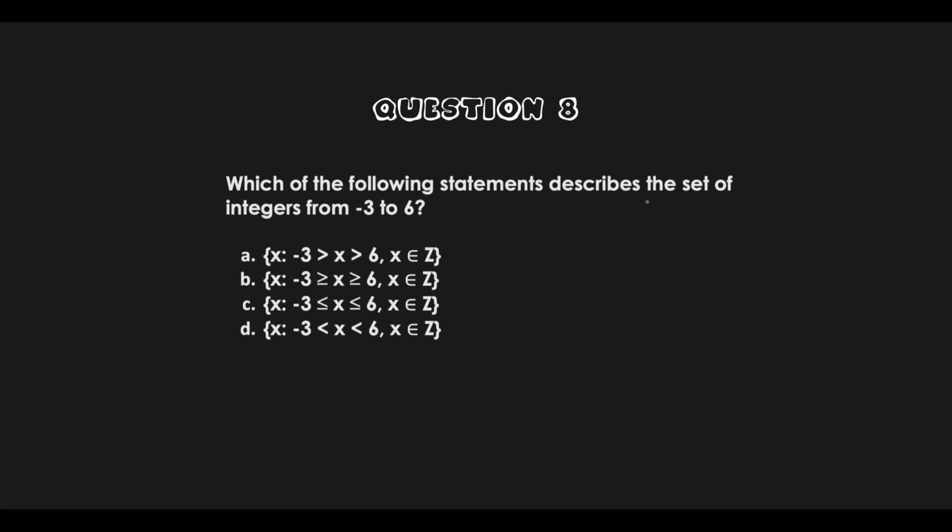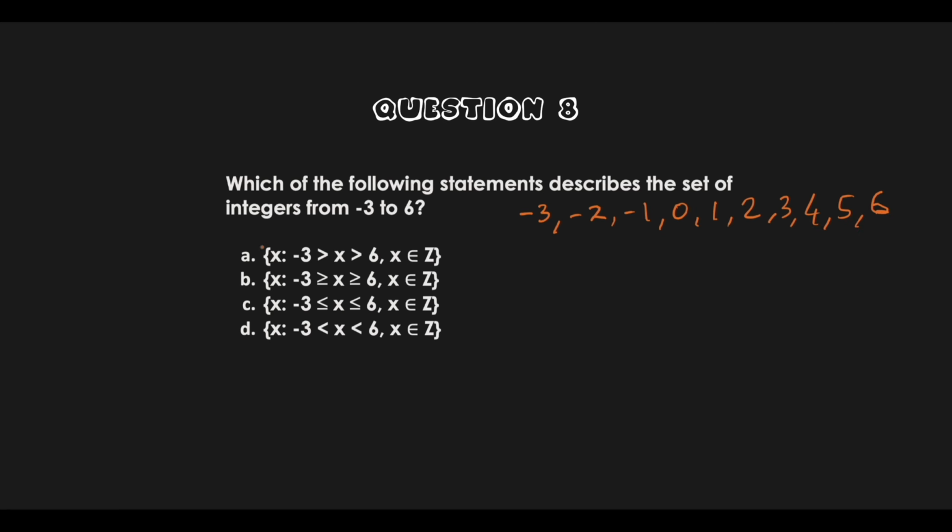Which of the following statements describes a set of integers from -3 to 6? So this fancy stuff here, that's all that it means, that x represents integers. It's an element of the set of integers. So in that sense, we're talking about negative, positive values, right? So if you look at this now, we say -3. When you read from left to right, this is -3 is more than x. So the first thing we need to do, let's think about all the integers from -3 to 6. So that would be -3, -2, -1, 0, 1, 2, 3, 4, 5, and 6.